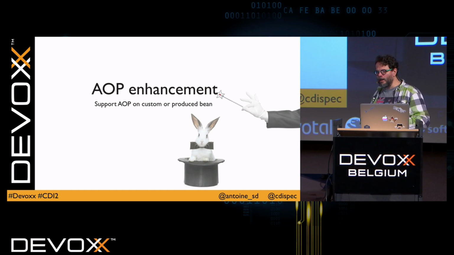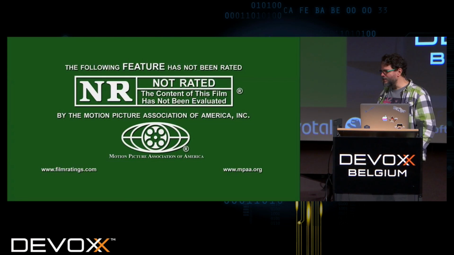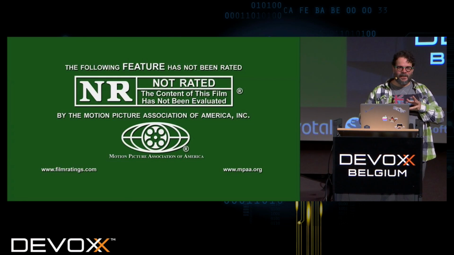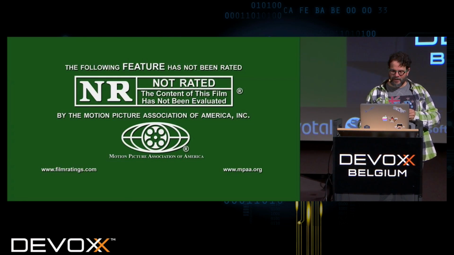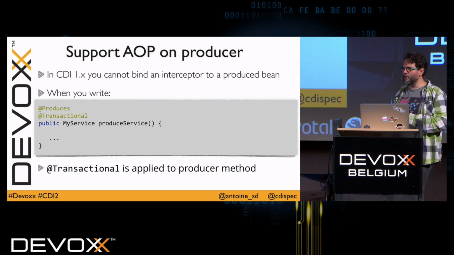Okay, let's finish with AOP enhancement. So the feature I'm going to show you is not completely finished, but it's finished at around 90%. So we're still in discussion, but the pull request is there, and we are discussing the content, the name, etc.